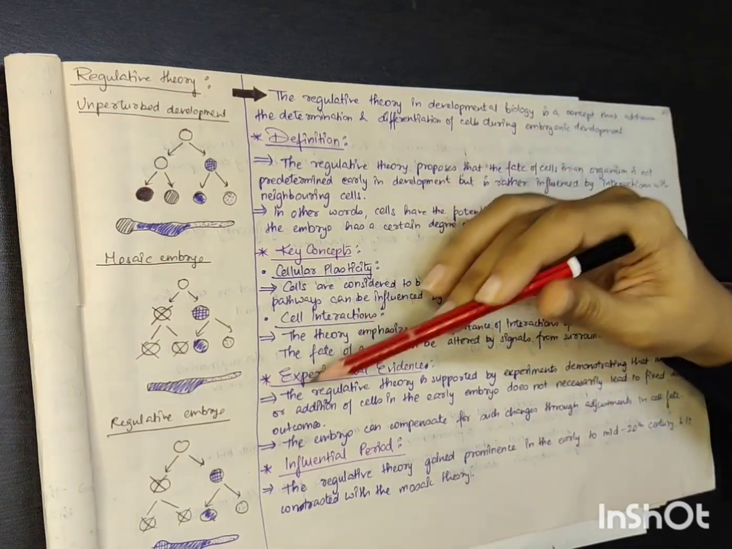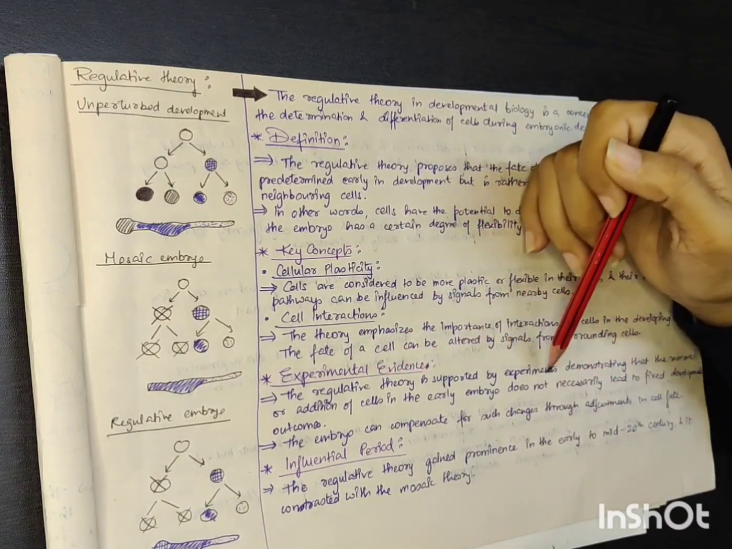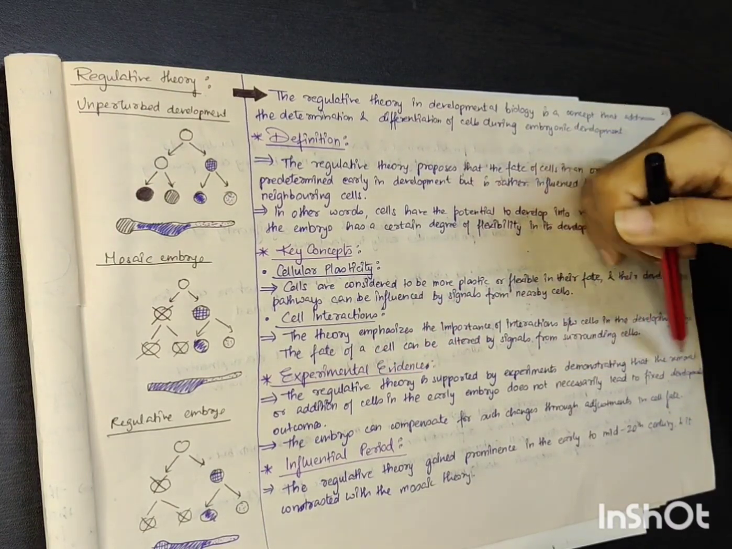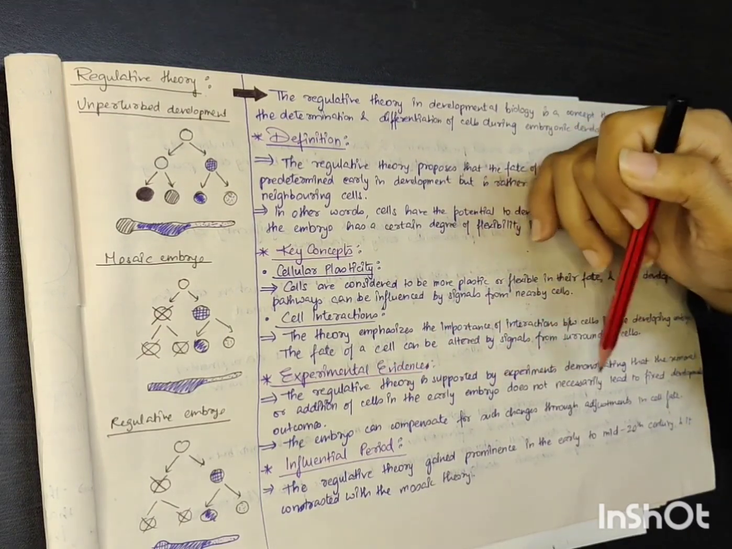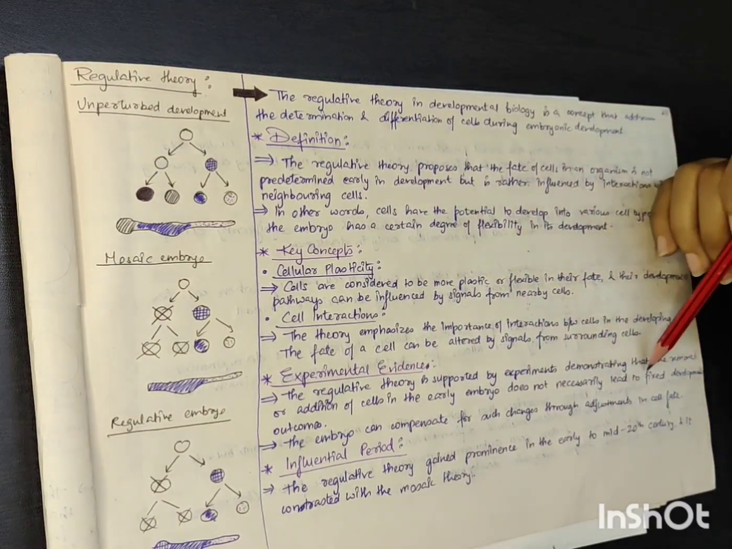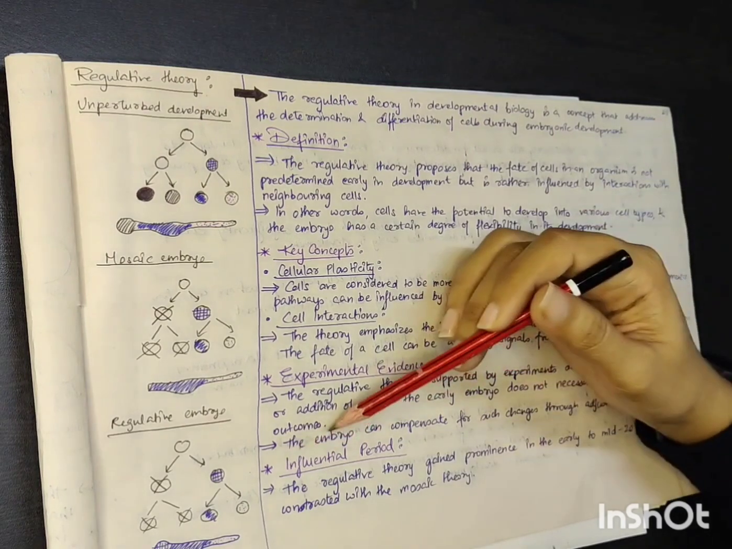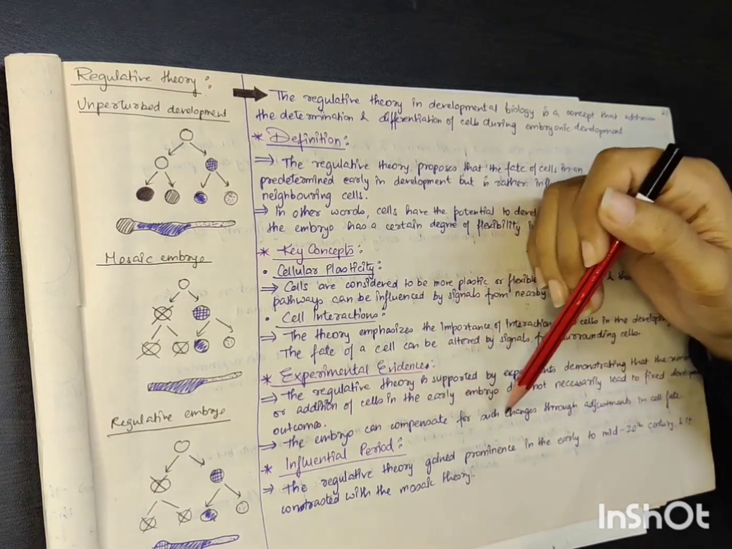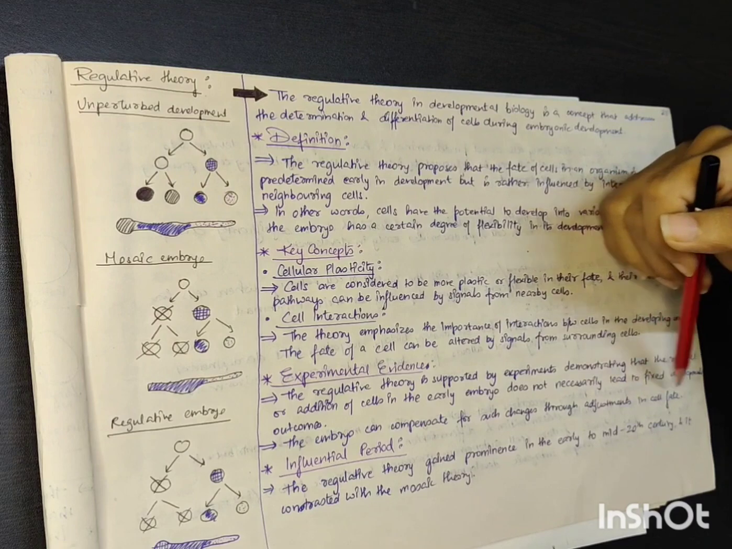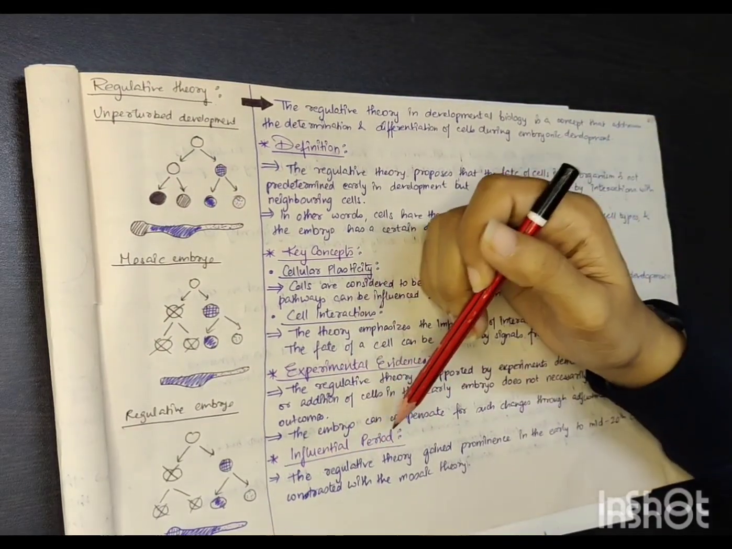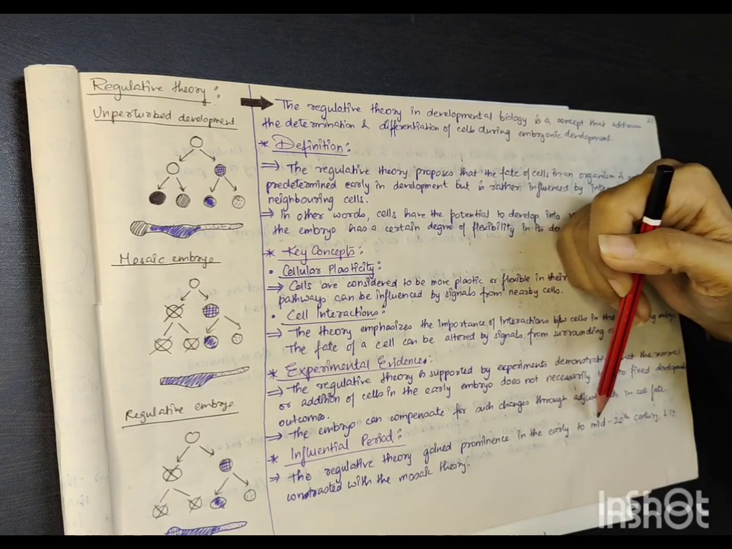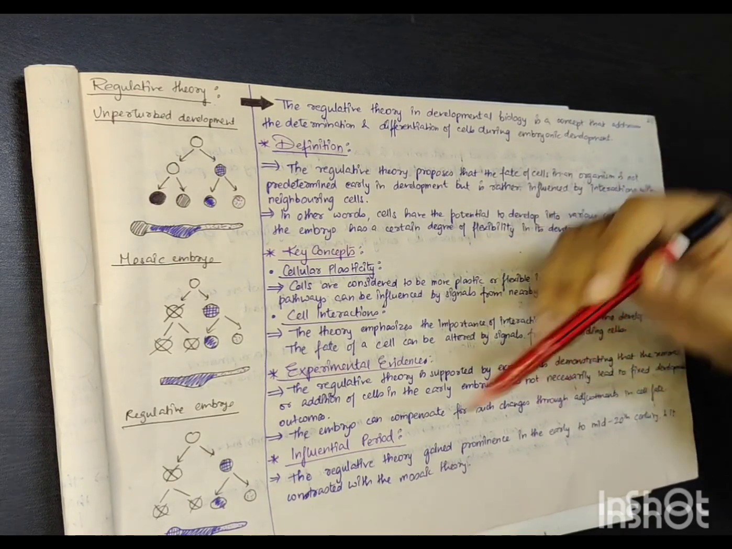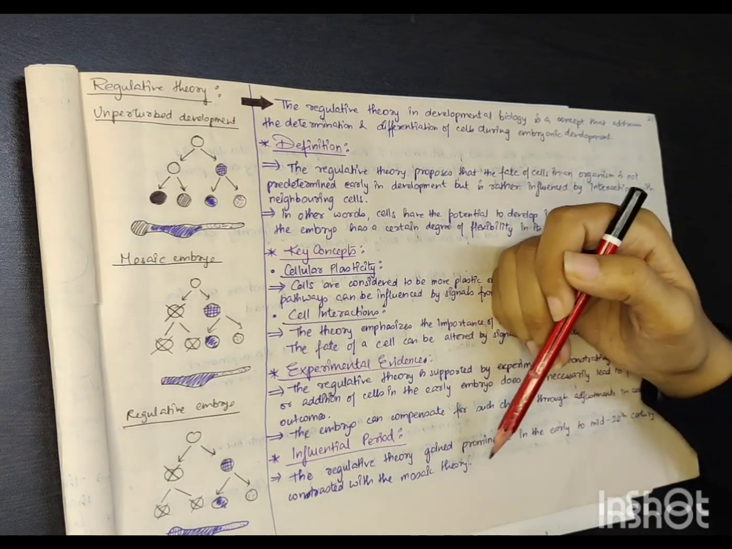Experimental evidence. The regulative theory is supported by experiments demonstrating that the removal or addition of cells in the early embryo does not necessarily lead to fixed developmental outcomes. The embryo can compensate for such changes through adjustment in the cell fate. Influential period. The regulative theory gained prominence in the early to mid 20th century, and it contrasted with the mosaic theory.